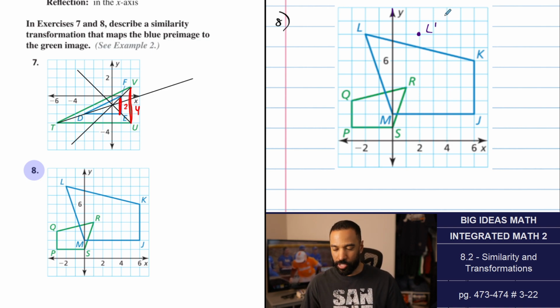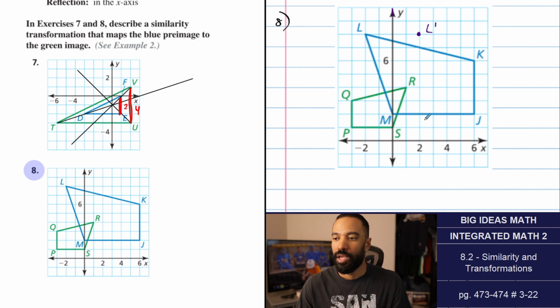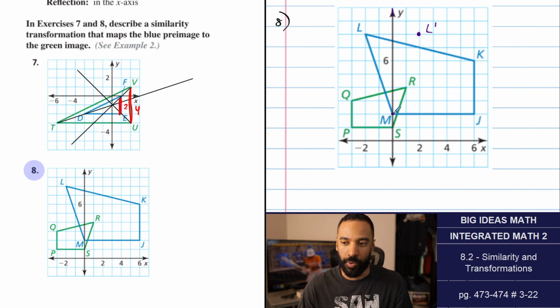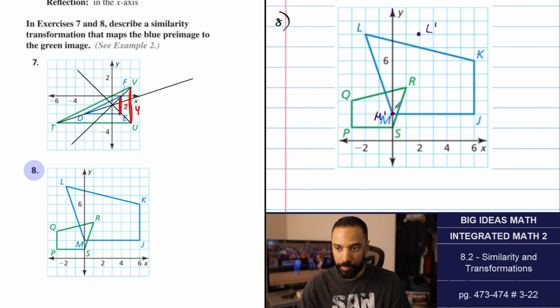Okay, I don't think you'd understand this until I do this reflection. M actually stays where it is. M prime and M are in the same place because they're on the axis of symmetry. Here's the problem. J prime will be 6 away over here, and it doesn't really fit. 5, 6, I'm just making it up, but it's about right there. And K prime's the same thing. It'll actually be 4 up from there, but again, 6 away.